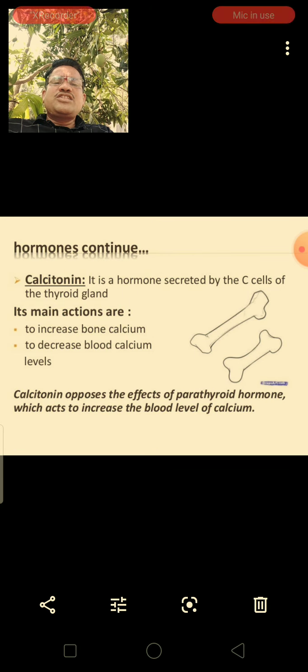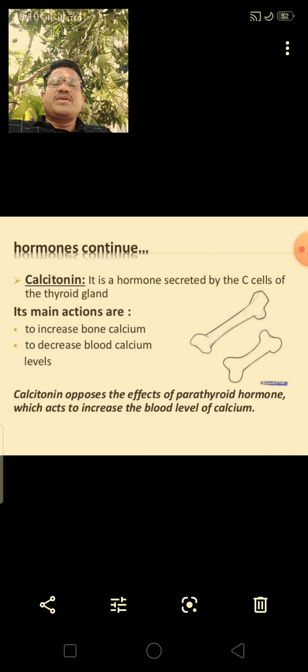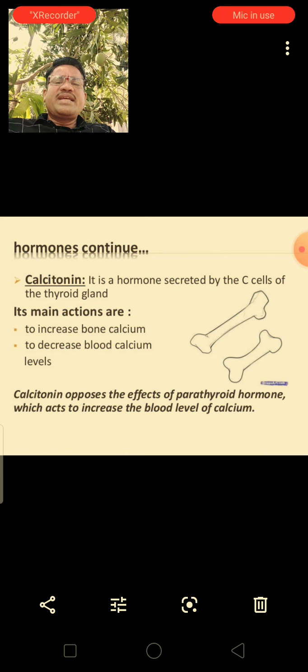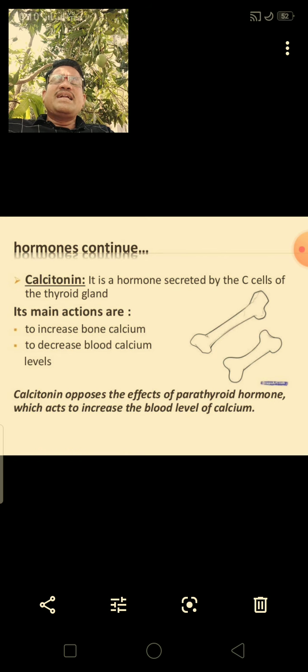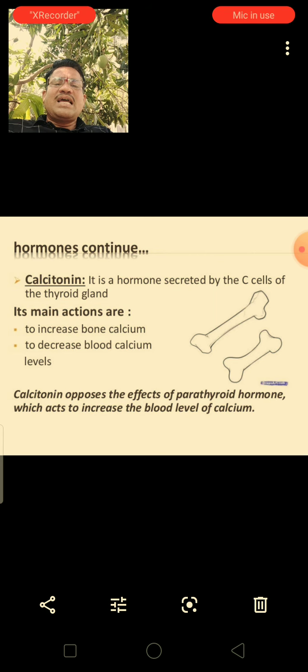Calcitonin is a hormone secreted by the C cells of the thyroid gland. What are the actions of C cells? These cells help increase bone calcium to decrease blood calcium levels. Calcitonin opposes the effects of parathyroid hormone, which acts to increase the blood level of calcium. That is the important point.